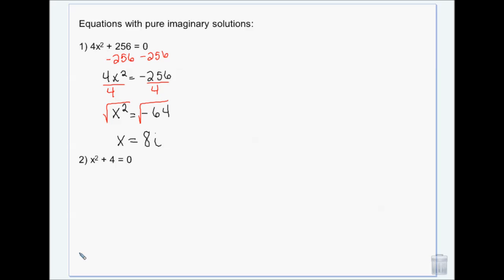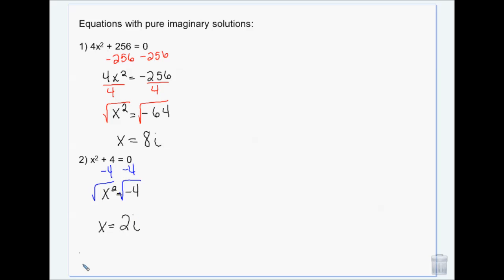Everybody understand why I did the subtracting 256? Because I couldn't factor? Do the same thing with the next. I'm going to subtract 4 from both sides because, again, I don't have a difference of squares, so I can't factor. It's only 2 terms. I didn't mean to do that in black. So I have x squared is equal to -4. So I'll take the square root of both sides. So I have x is equal to 2i.